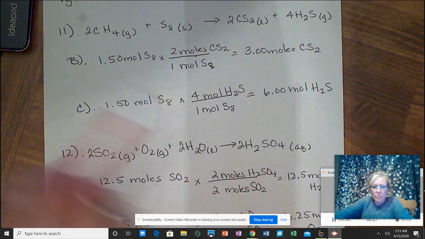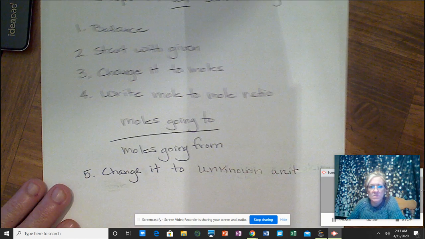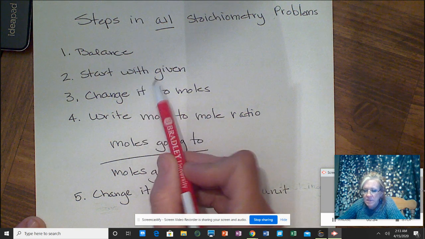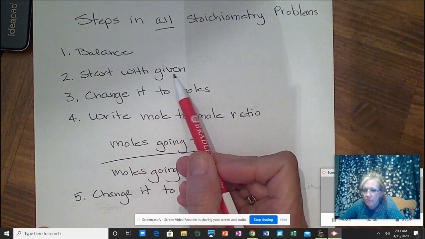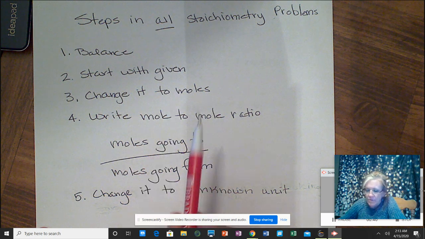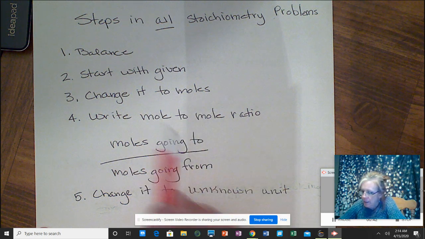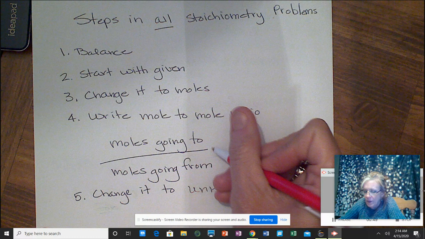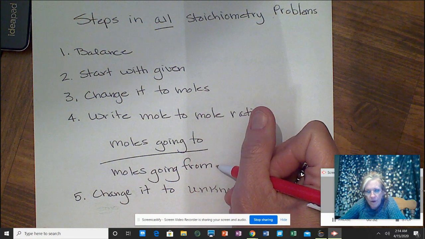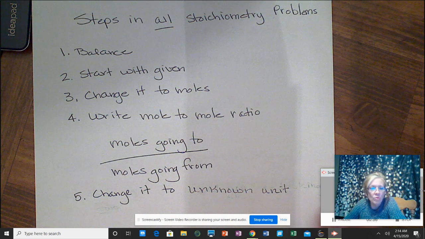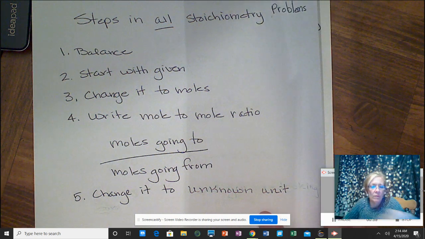And of course, before we start that, let's review the steps for all stoichiometry problems, okay? Step 1 is balance. Step 2 is start with what you're given. Pretty straightforward, pretty easy, right? Step 3, you're going to change that to moles. If it's already in moles, check, you're done with that one, right? Then you're going to write your mole to mole ratio, which means the moles you're going to goes on top, the moles you're going from goes on the bottom, okay? Then you're going to change it to the unknown unit, meaning change it to what you're looking for, okay?